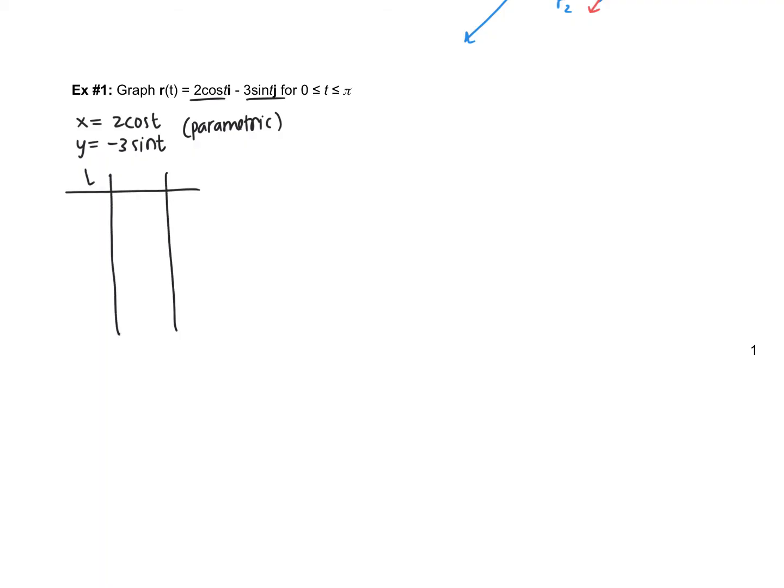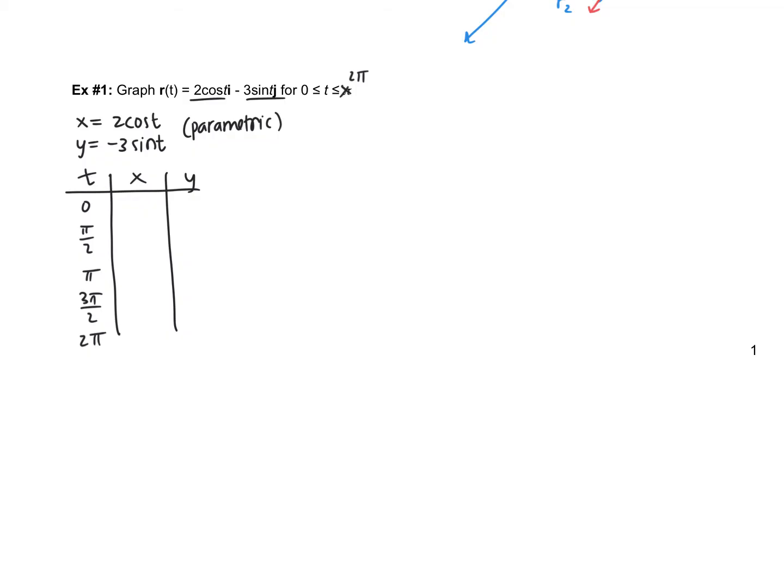You're going to plug in some values of t and find out what points it gives you. This should actually be 0 to 2 pi. Sorry, 0 to 2 pi. It might be a good idea to just start with 0, pi over 2, pi, 3 pi over 2, and 2 pi. That's what I would start with, see what points it gives me, and see if I can figure out what the shape looks like.